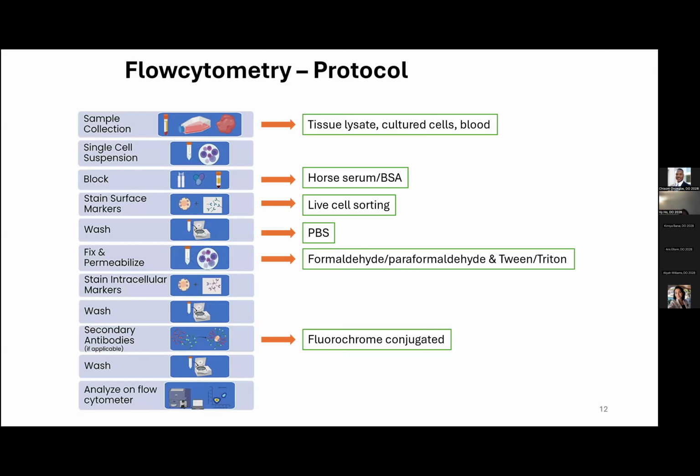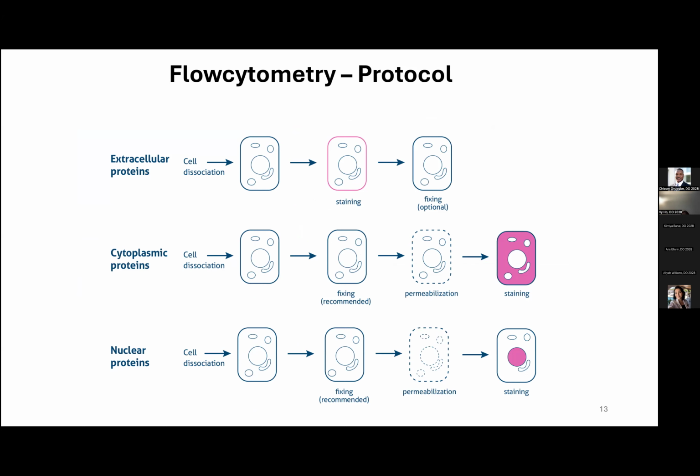So again, the takeaway here is, if you are going with live cell sorting, that will be based on the antigens or proteins present on the cell surface, so we can avoid the permeabilization or fixing step. And if your protein of interest is inside the cell, you need to fix and permeabilize. So that's very, very important when considering flow cytometry based experiments.